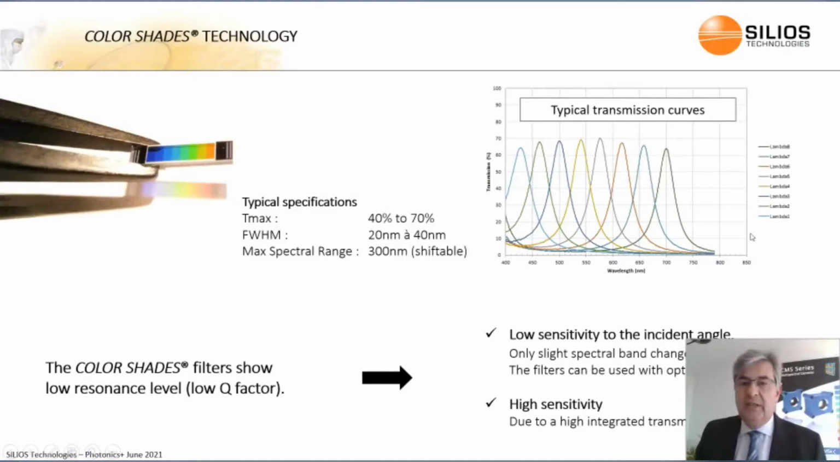They are so wide spectrally because that gives a higher sensitivity, so you have a better sensitivity to light, but it also gives you a low sensitivity to the incident angle of light. So we can work with objectives with an optical aperture up to F/2. So we are not obliged to use collimated, sorry, I forgot the name, sorry.